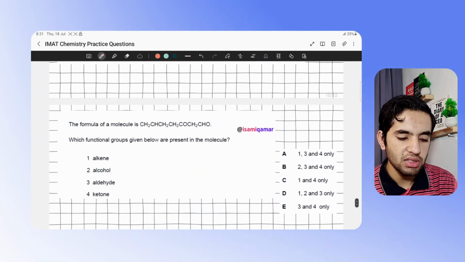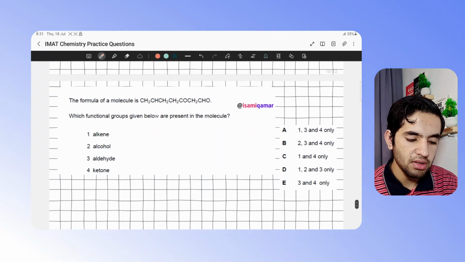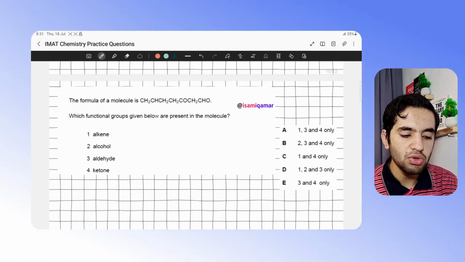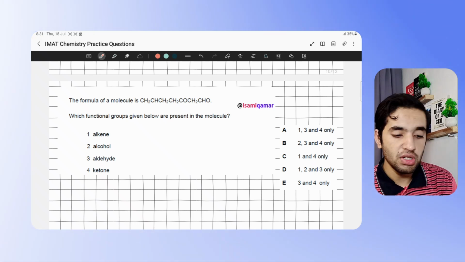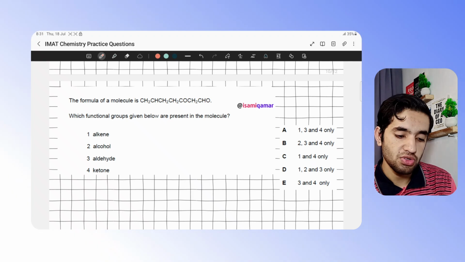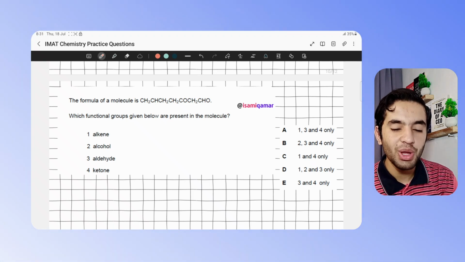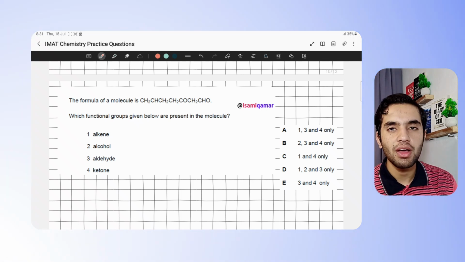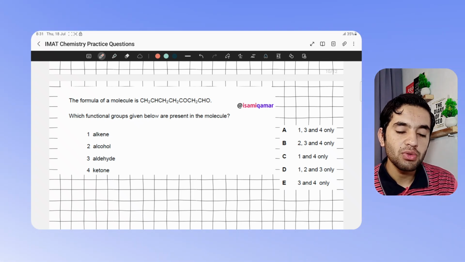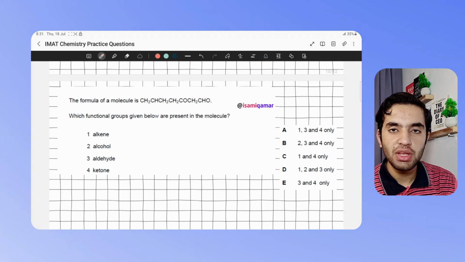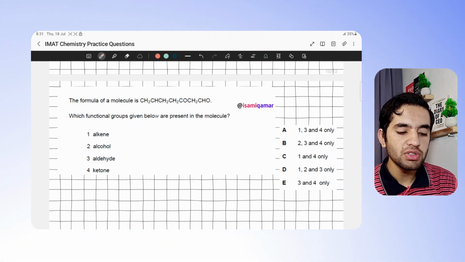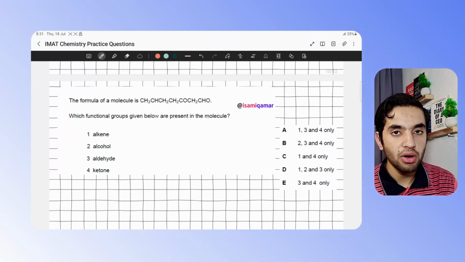I tried to explain so many things and wasted so much time, but understand this. The formula of the molecule is CH2=CH-CH2-CH2-CO-CH2-CHO. Which functional groups given below are present in the molecule? This is a very good question. Although I have tried not to pick so many questions from organic chemistry, this is a very easy question. How? You first have to know what the functional groups are. Go and study some functional groups.